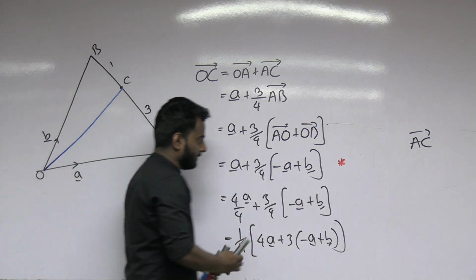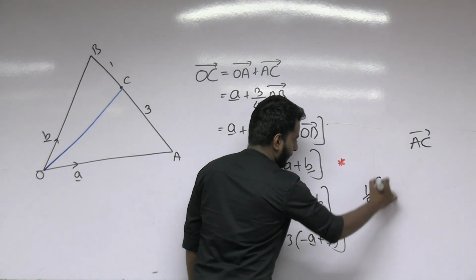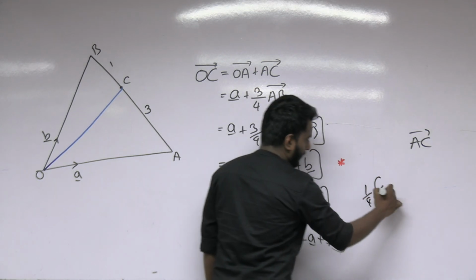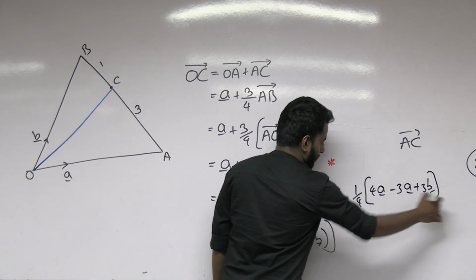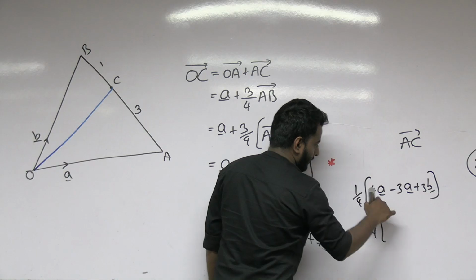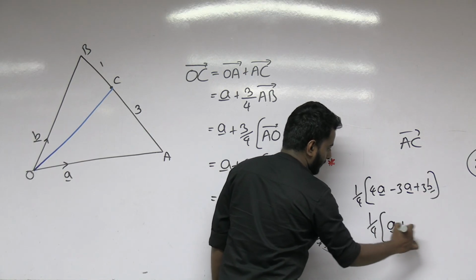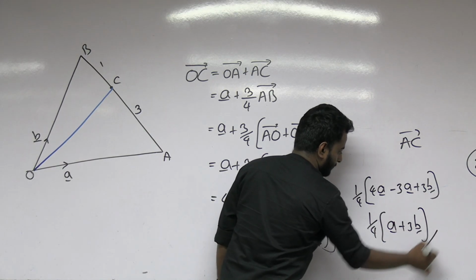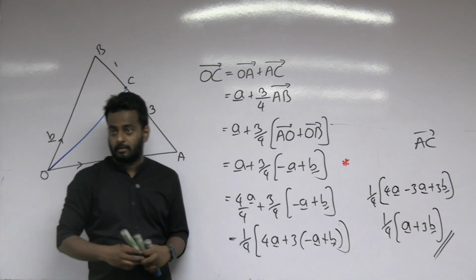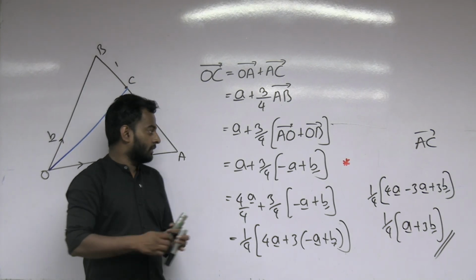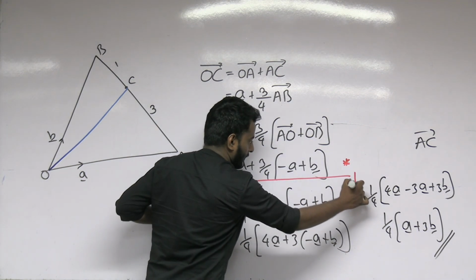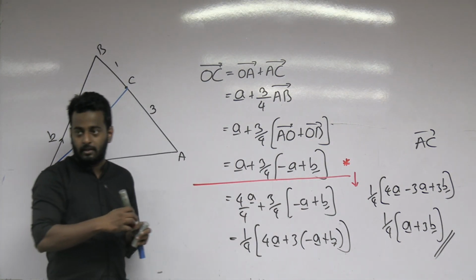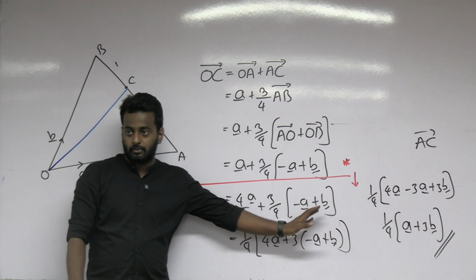And when you simplify this, you would get 4a, and this is 4a minus 3a plus 3b. So you can write it as 4a, 4a minus 3a is a, plus 3b, so the final answer is 1/4 (a plus 3b). Okay, so if you are finding it difficult to simplify from this point onwards, that's fine, leave it as it is. But if you are okay with this, you can continue.